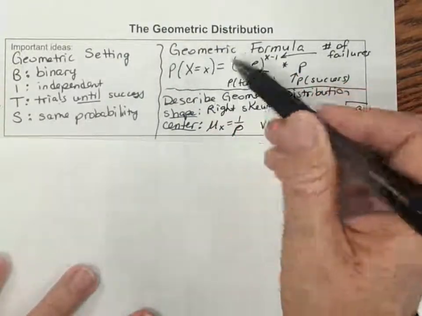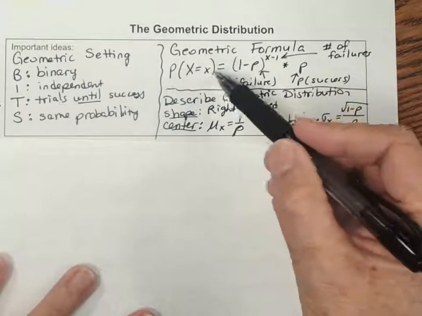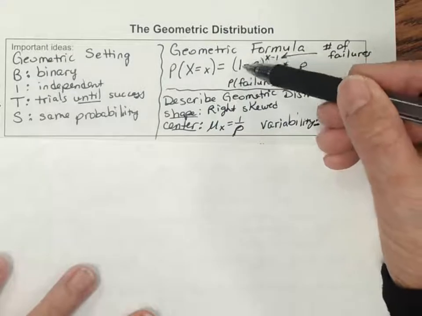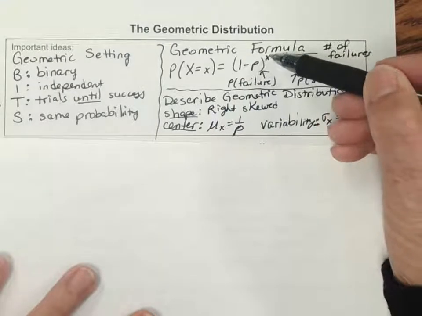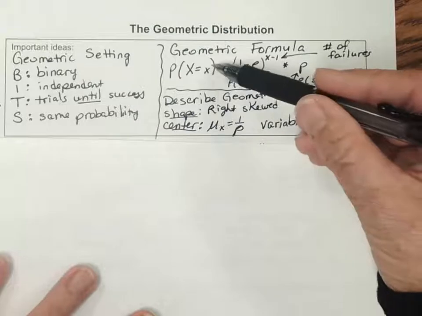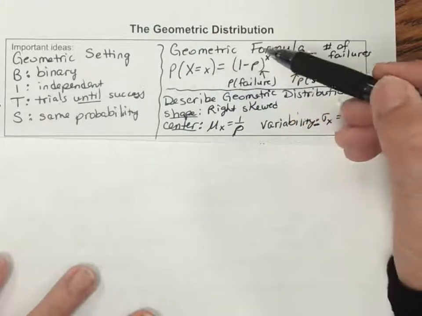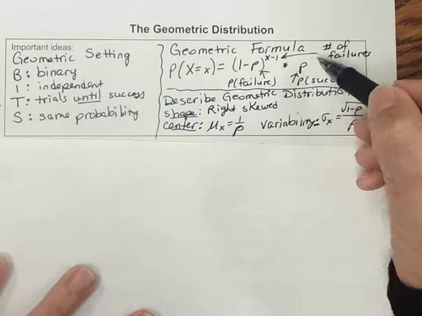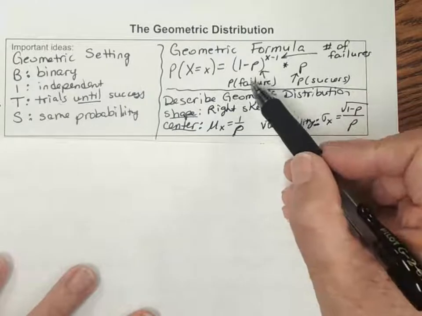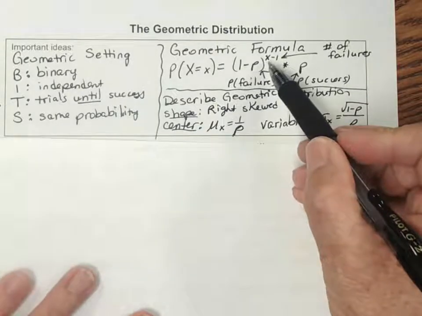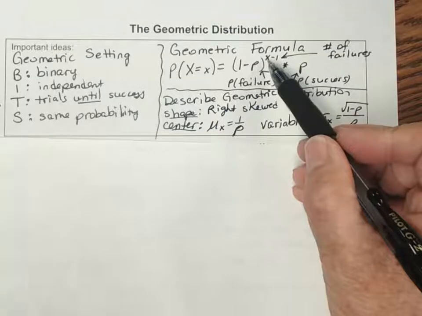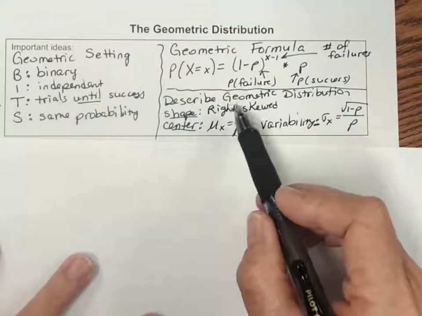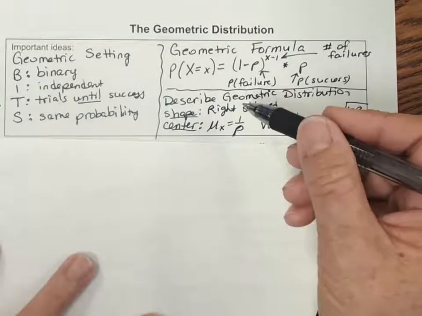If we are dealing with a geometric setting, our probability is going to be equal to 1 minus p, so my failure probability, raised to the x minus 1. So if I want to see the probability that it takes 7 times, I'm going to have 7 minus 1 as my exponent. And I'm going to multiply that by p raised to the first power. So it's the probability of failure raised to 1 less than what you want to achieve, times the probability of success. And if we want to describe a geometric distribution, these are a couple new formulas for you.